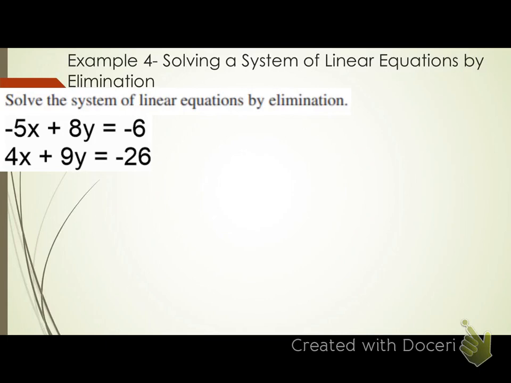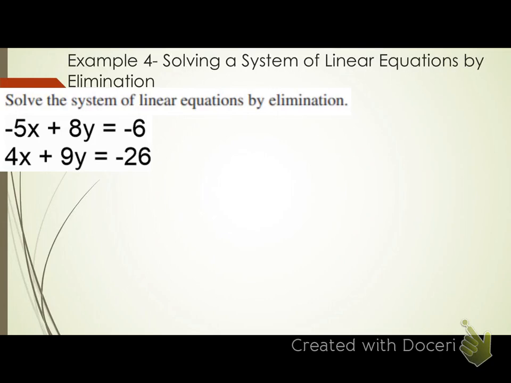Right off the bat, are they lined up? Yep, x's and y's are in the same column. Constants are in the same column. Do I have same number opposite sign in front of either variable? Nope. So I'm going to have to multiply at least one of my equations, maybe both of them, by a number to get same number opposite signs.